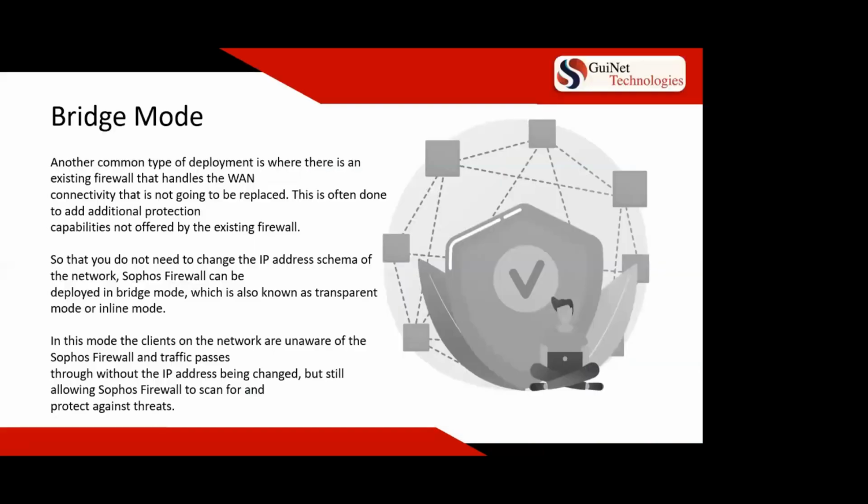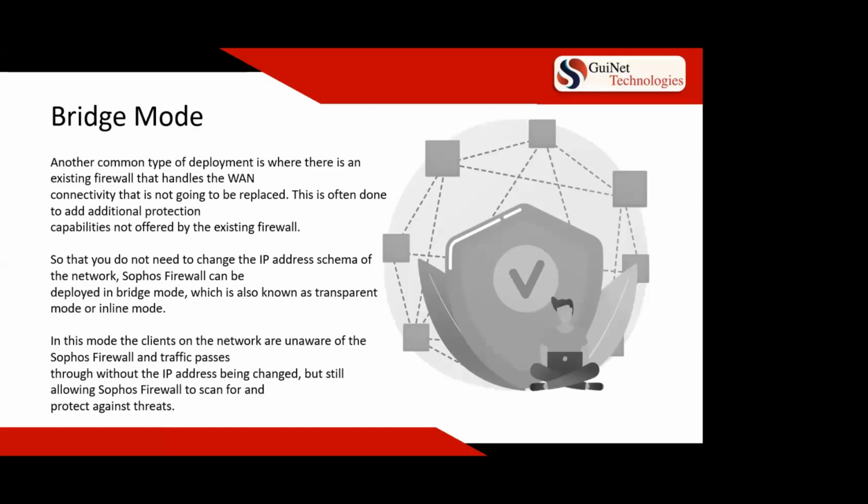Another common type of deployment is where there is an existing firewall that handles the WAN connectivity, but it's not going to be replaced. This is often done to add additional protection capabilities not offered by your existing firewall, so that you do not need to change your IP address schema of the network. Sophos firewall can be deployed in bridge mode, which is also known as transparent mode or inline mode.